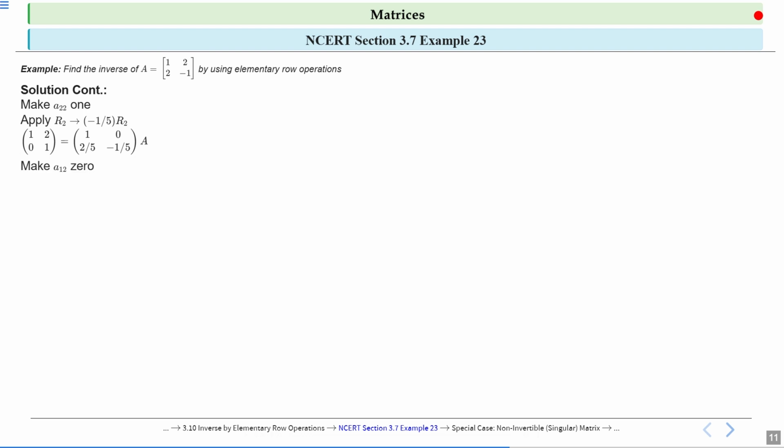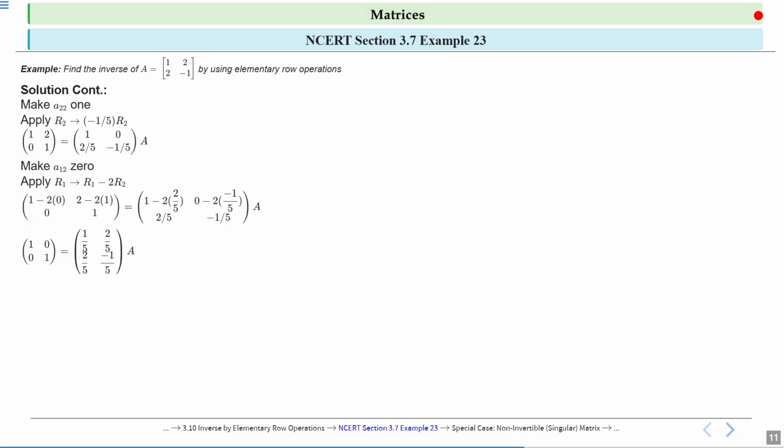Now make A12 as 0, right? So apply R1 as R1 minus 2 R2. So [1 minus 2 into 0, 2 minus 2 into 1; 0, 1] will be equal to [1 minus 2 into 2 by 5, 0 minus 2 into minus 1 by 5; 2 by 5, minus 1 by 5] times A. So [1, 0; 0, 1] will be equal to [1 by 5, 2 by 5; 2 by 5, minus 1 by 5] times A, right?